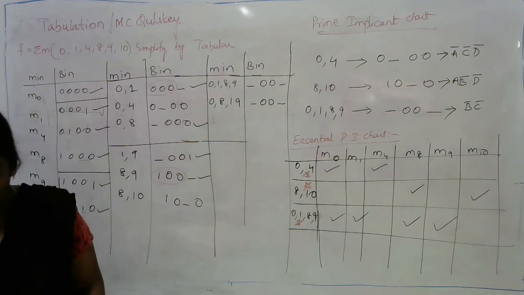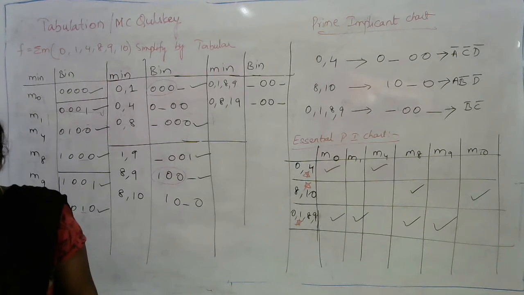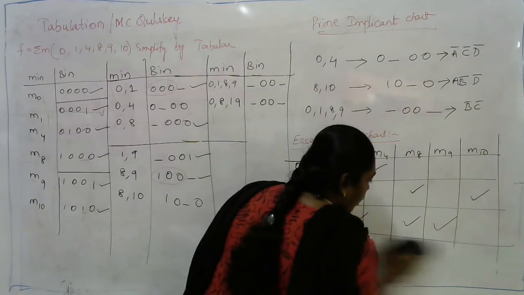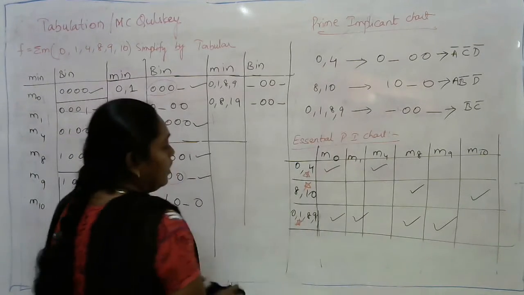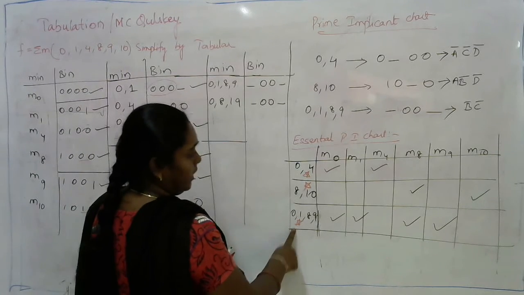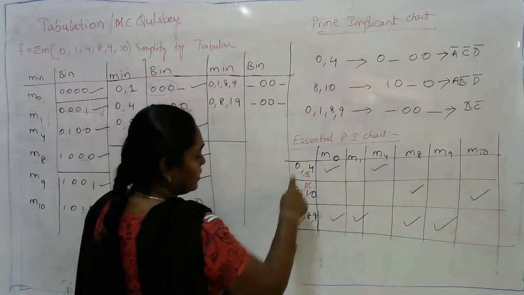And here, the last step is that from this, we need to write down the final expression. So what is 0, 1, 8, 9? 0, 1, 8, 9 is an essential prime implicant. 8, 10 is also essential. 0, 4 is also essential.